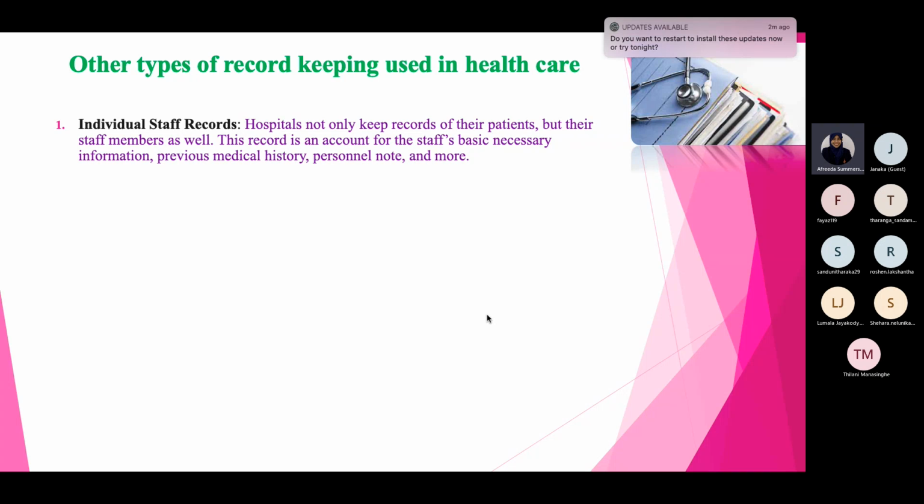Okay. The record is an account of the staff's basic necessary information, previous medical history, personal notes, and more. So this is general record keeping. Please don't get confused between medical record and health record. Now we are just talking about general record keeping. For example, if it is the doctor who is taking the record, the doctor needs to take the patient's medical history. If it is a normal receptionist who is taking a record of a patient, she needs to take a health record.